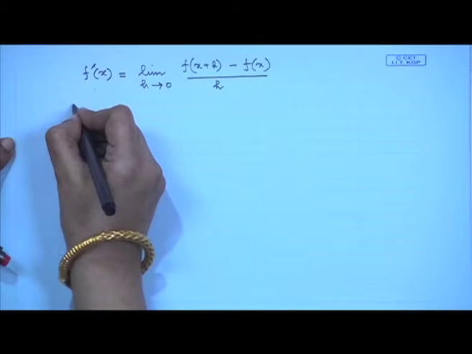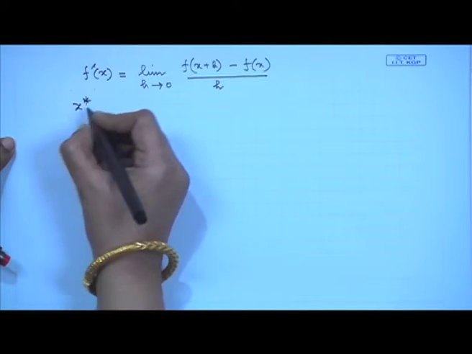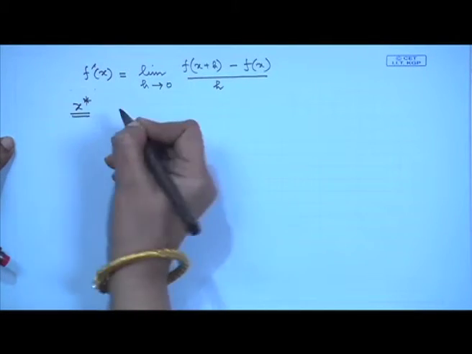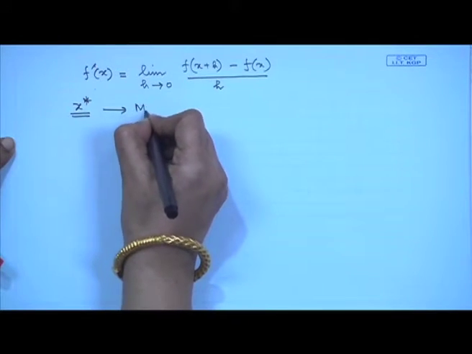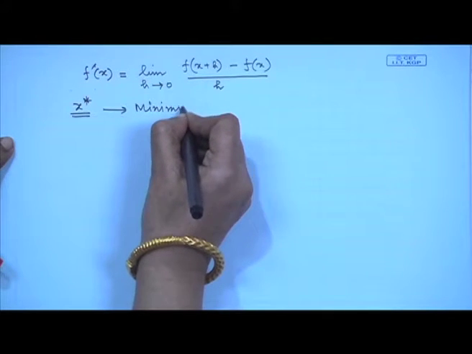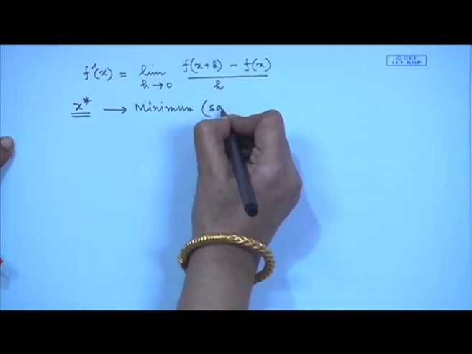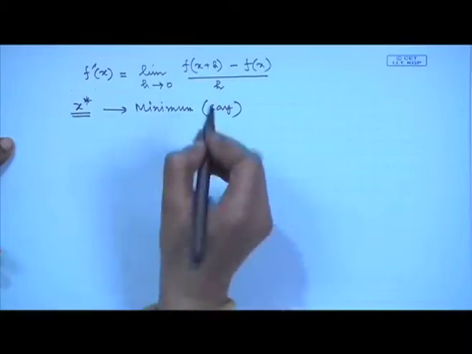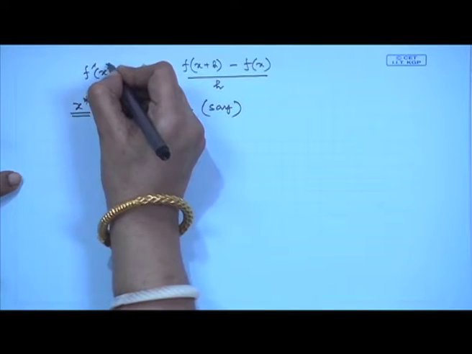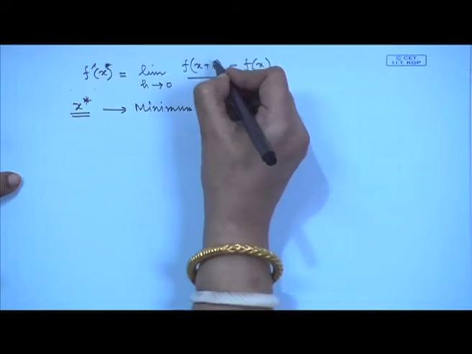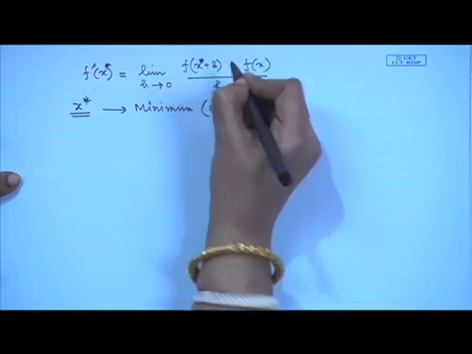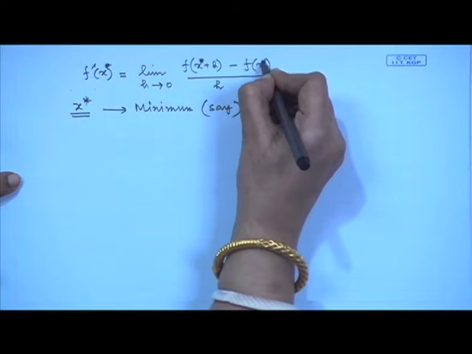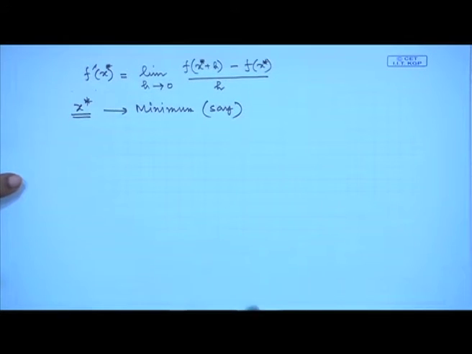That is the consideration. Now, we are saying that there is a point x star and we are declaring that this is either minimum or maximum. Let us consider that x star is minimum. We are assuming. We will prove it again if x star is maximum. If x star is minimum, then I can redefine this definition. f prime of x star is equal to the limit of f(x star plus h) minus f(x star) over h, this one, alright.